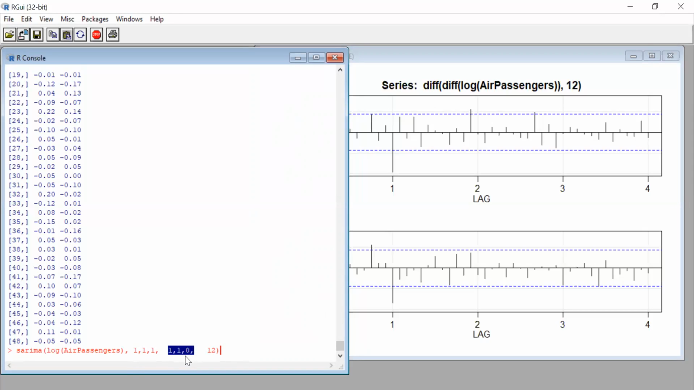Capital PDQ is 1, 1, 0. It's not 0, 1 and 1. But let me try this one. Actually, it is purely the seasonal ARIMA model. Yeah, it has two parts, this one and this one.